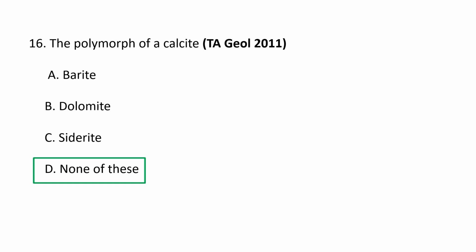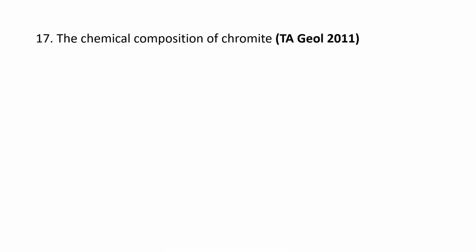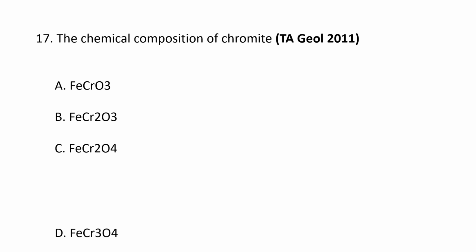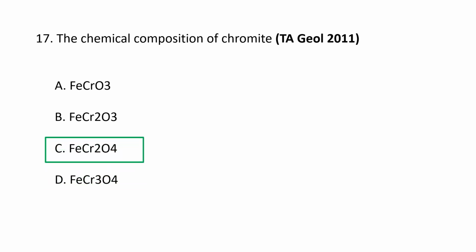Next question. The chemical composition of chromite is A) FeCrO3, B) FeCr2O3, C) FeCr2O4, and D) FeCr3O4. So, simple question. The chemical composition of chromite is FeCr2O4. C is the correct option.